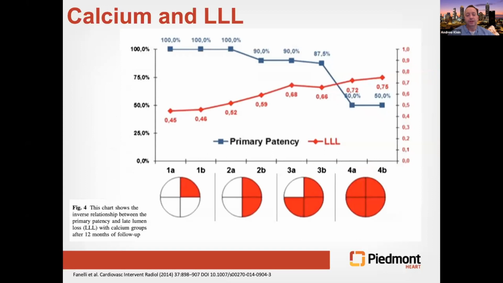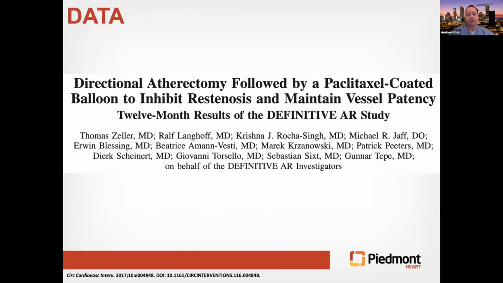You saw this exact slide. What this was is they divided it up on the CTA. Did you have this much arcuate calcium? Did you go 180 degrees, or 270, or over 360? As you get out to that 360 calcium, you're really seeing a lot of late lumen loss, and this is all directly proportional to the calcium. It's an inverse relationship between primary patency and late lumen loss.